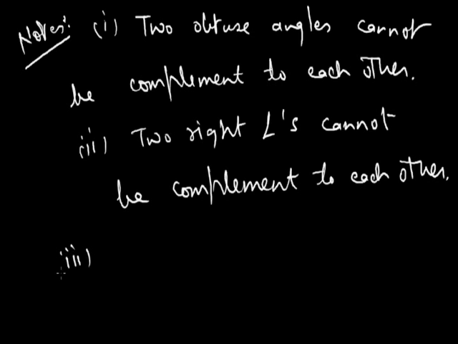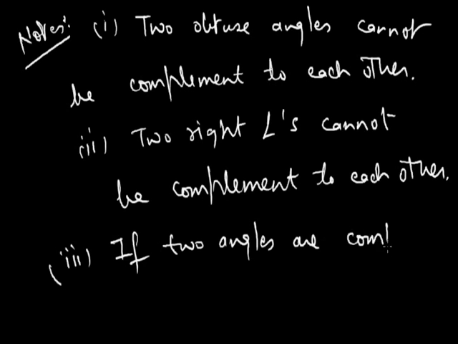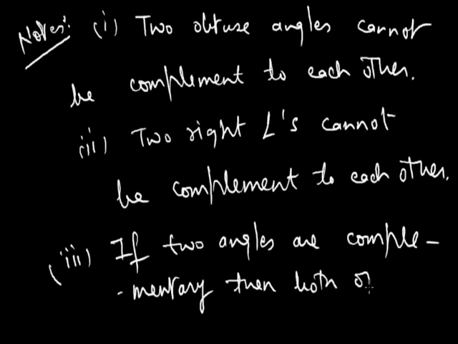Third point being that if two angles are complementary, then both of them must be acute angles, because their sum is 90° and they are real angles.